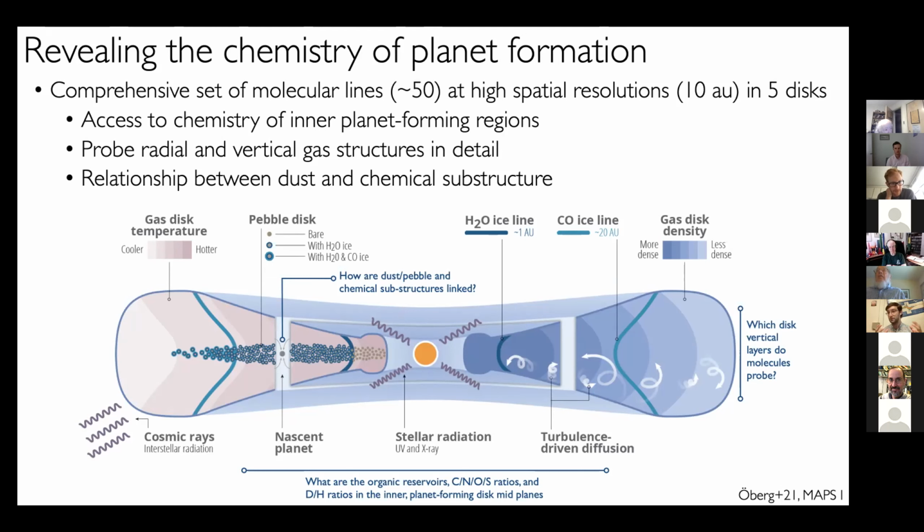These were all observed at very high spatial resolution, so down to 10 AU scales. And this was important because it provided access to the chemistry going on in the inner planet forming zones of these disks. And moreover, it allowed us to probe both the radial and the vertical structure of the gas in a fine level of detail. And in doing so, that also allowed us to assess the relationship between the dust and the chemical substructures that are found within these disks. So it's those two latter points that I'll be talking about today.